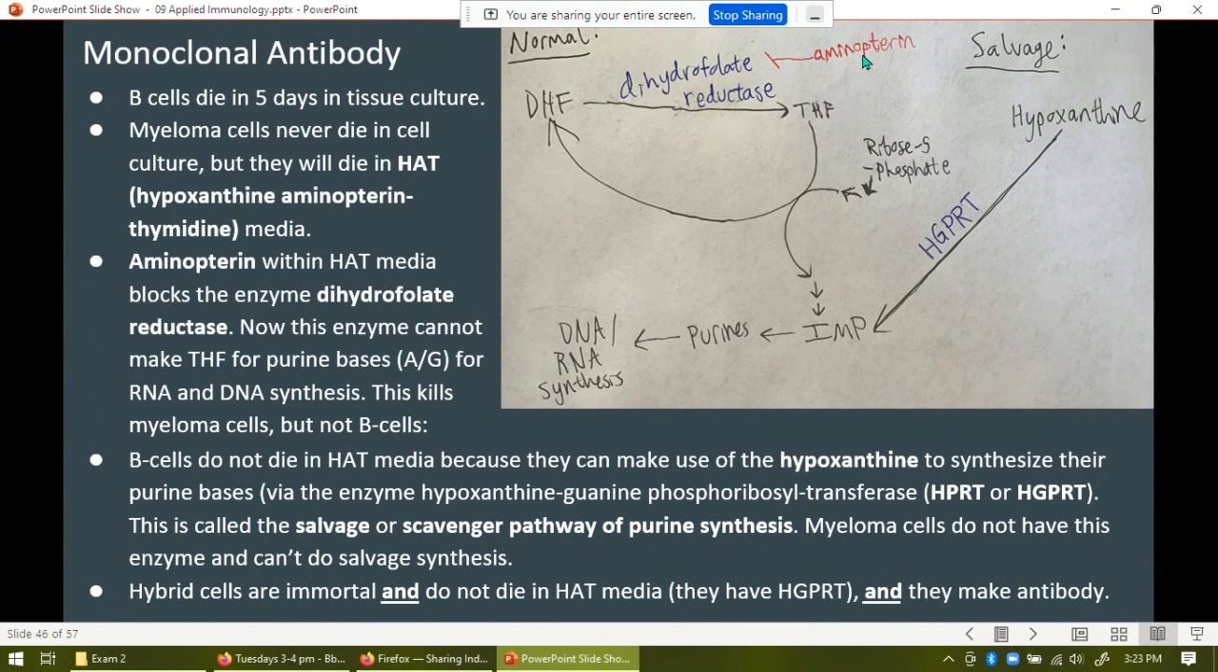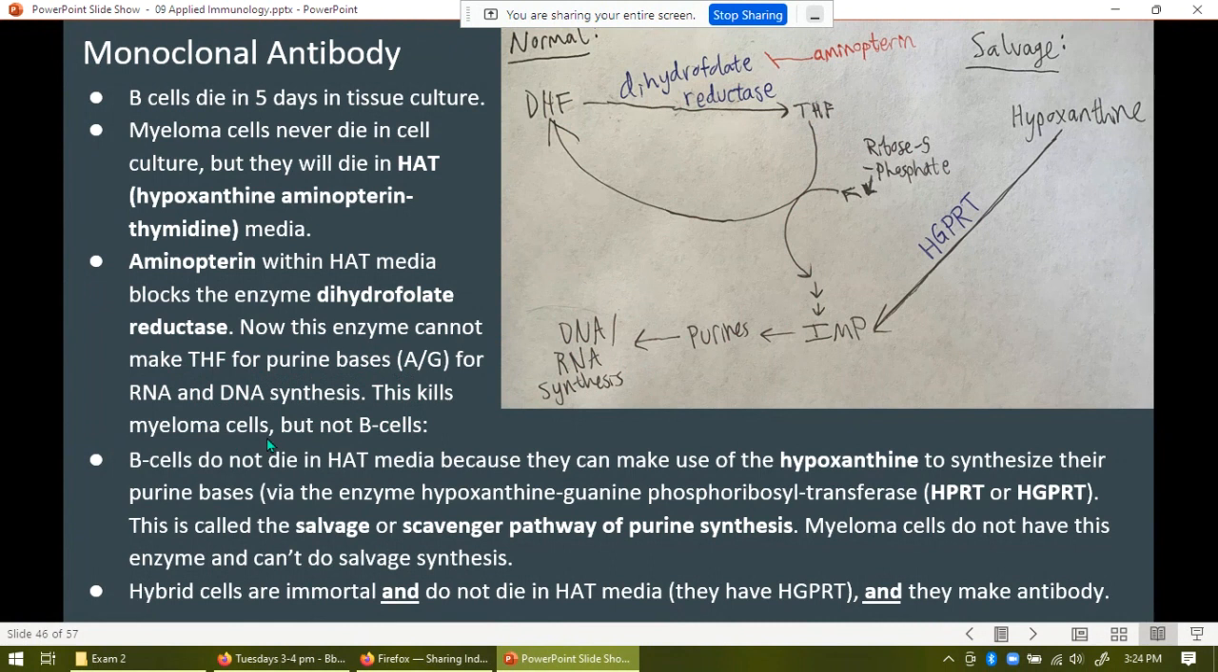Okay, with aminopterin present, this is not available. THF is no longer available because dihydrofolate reductase is dead. It's not working because it's being inhibited by aminopterin. So you don't get the normal pathway of synthesizing DNA or RNA. Okay, so you can't do the normal way. So dihydrofolate cannot make THF for purine bases for RNA and DNA synthesis.